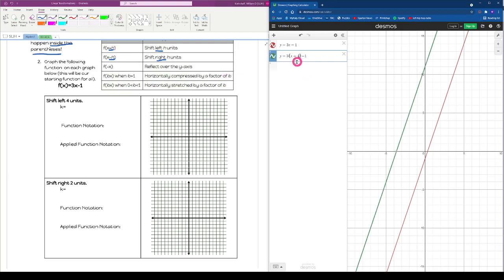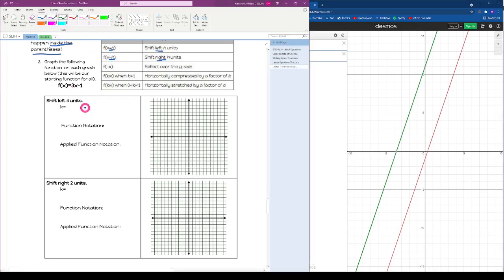And see how even though we added 4 to the x, it moved from the red one, it moved left 4 units. It didn't move right, it moved left. So that's how we can confirm with our graph that this counterintuitive thing of x plus 4 shifting to the left kind of makes sense because we see it happen on the graph. So let's go ahead and draw what we see here.